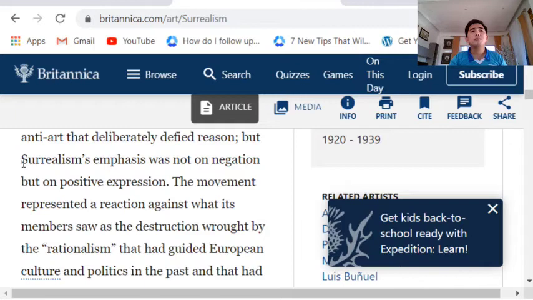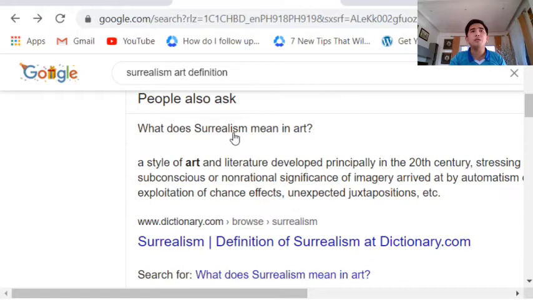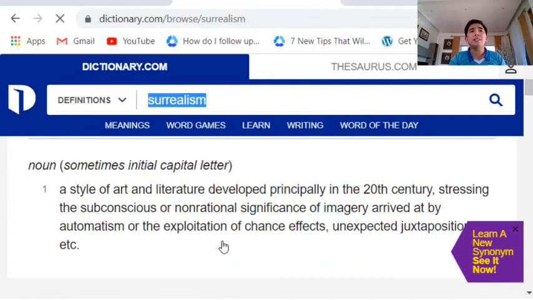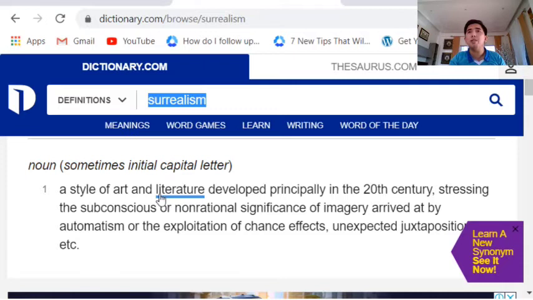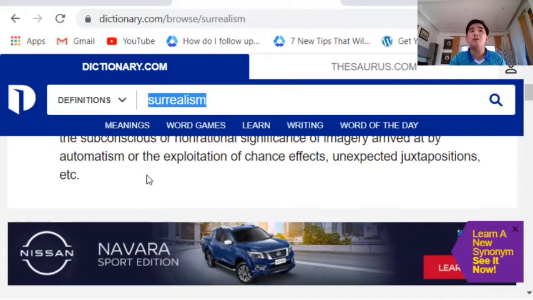Yeah, let's just find another meaning, do mas maintindihan niyo siya. This one is an example. It is a style of art in literature. So this is not only applicable in art, but also in literature. Developed principally in the 20th century, stressing the subconscious or non-rational significance of imagery arrived at by automatism or the exploitation of chance effects, unexpected juxtapositions.